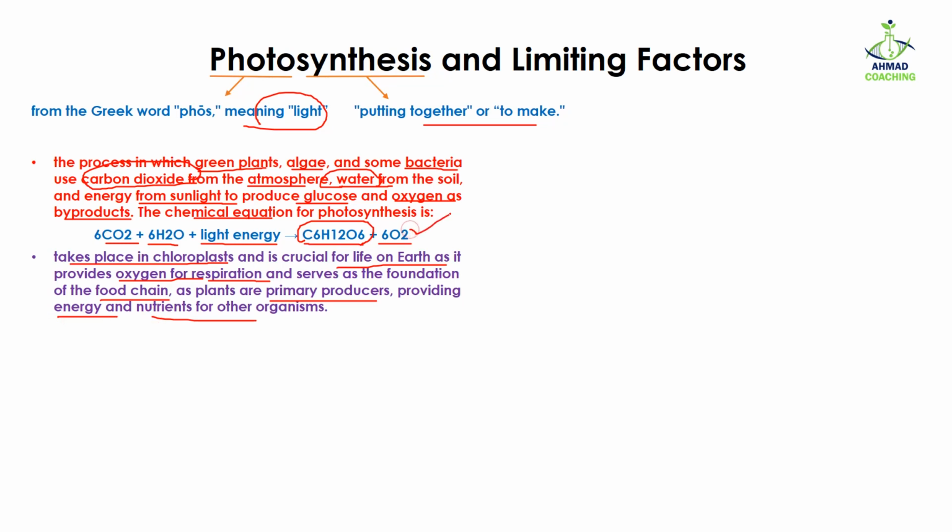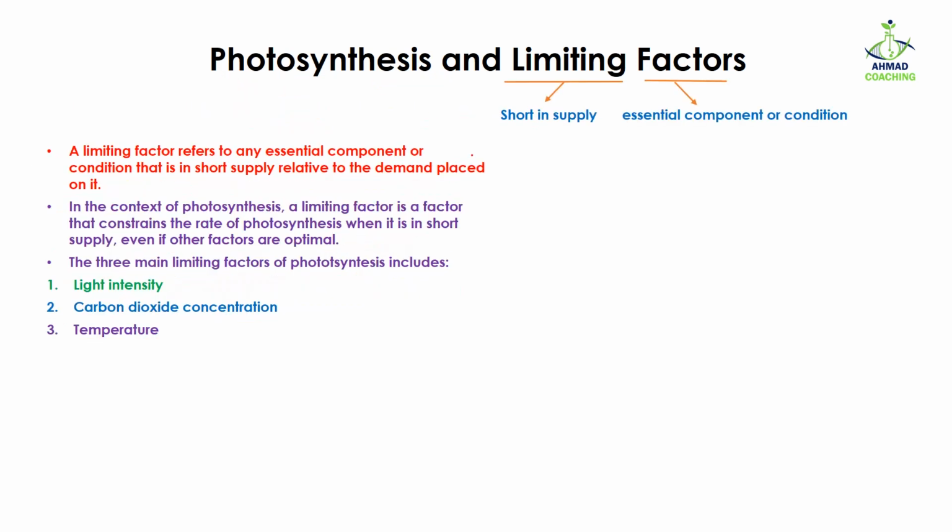Now, the second term is limiting factors. The word limiting means that something is short in supply or is about to deplete, while factor means some essential component or some kind of condition. So altogether, limiting factors means any essential component or condition that is in short supply relative to the demand placed on it.